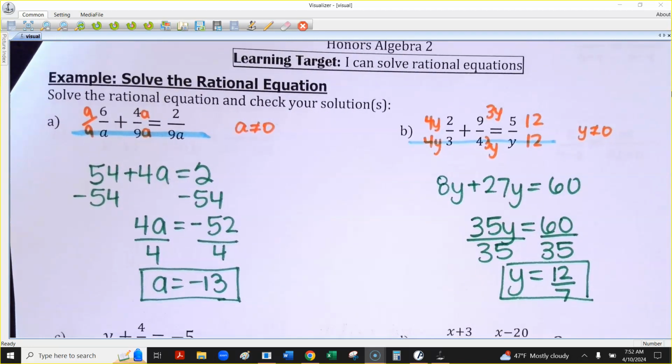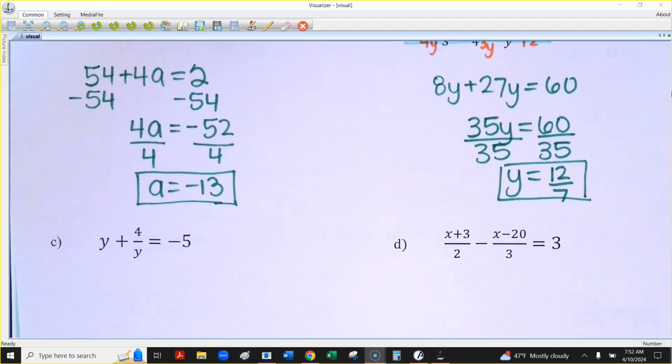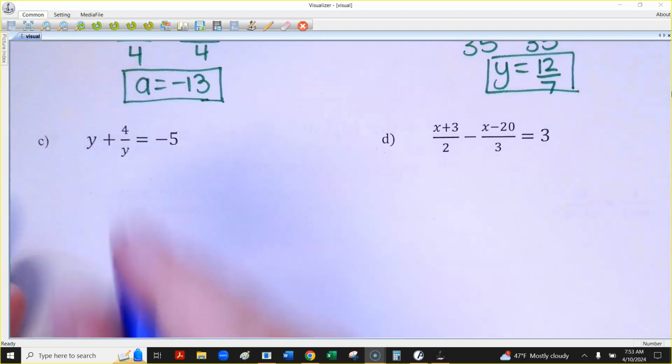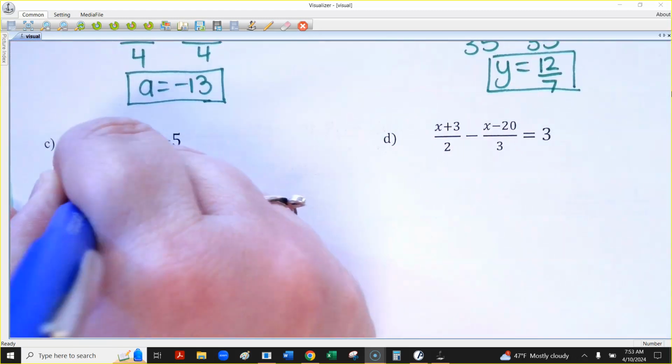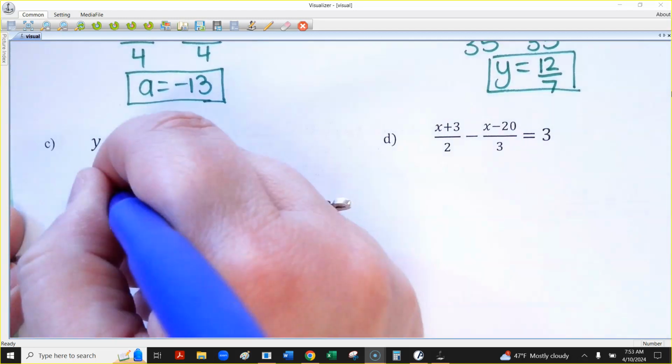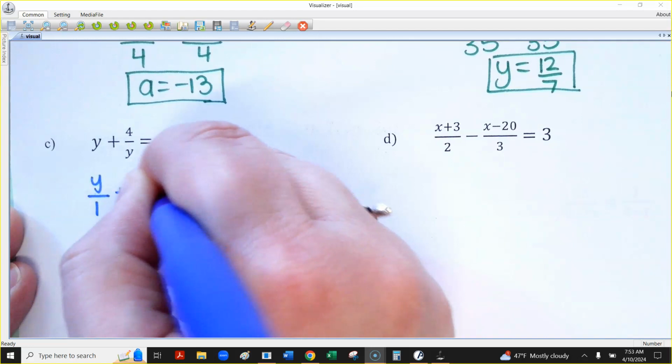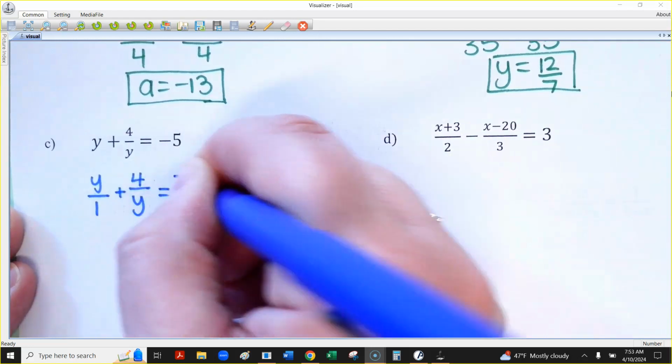Okay, now these get weirder as they go, so I'm going to give you some different tips for what would make the problem easier to work with. If you have something like I have here, y plus 4 over y equals -5, what I would still tell you to do is get a common denominator between each of these, but I don't have them all as fractions. So I'm just going to take the y and write it over 1, keep the 4 over y in the middle, and also take that -5 and put it over 1.